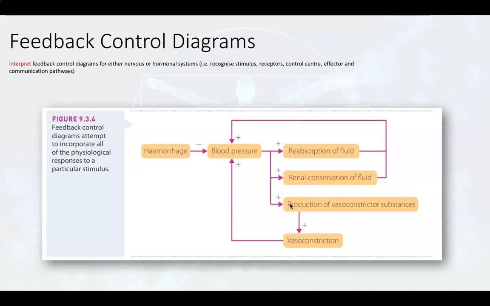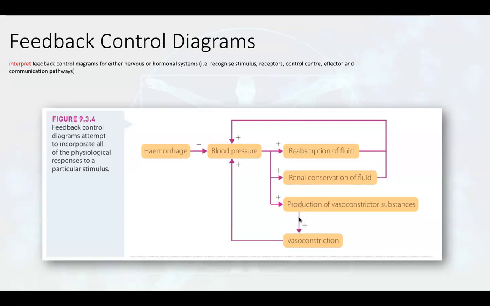But then there's another pathway. We've got renal conservation of fluid. So that means instead of diluting all that urea and losing a lot of liquid fluid through our urine, we're actually going to conserve that. Renal means kidney. And that's going to come back, and you can see that's going to increase blood pressure.